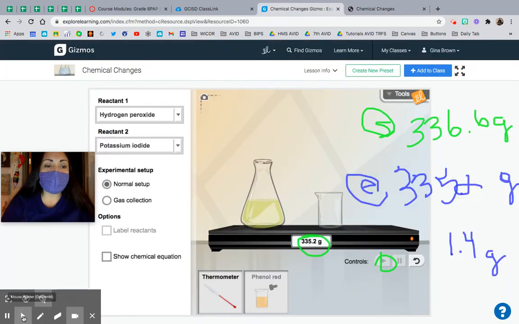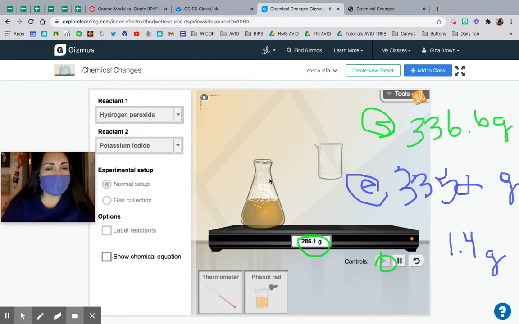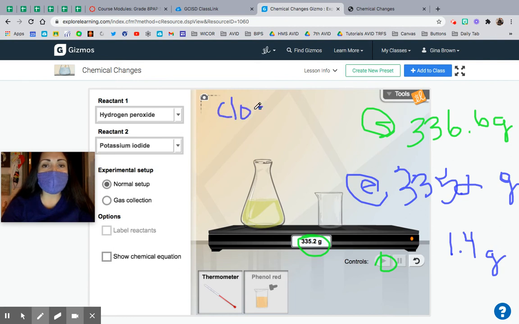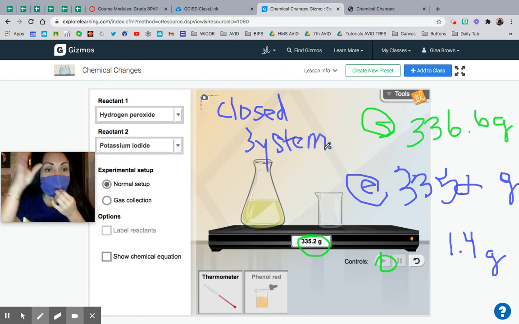So notice how when I hit play, what's happening? See some bubbling and fizzing. So think about, what do you think is happening to that gas when it's coming out? Where is it going? Which is why it's so important as scientists to have a closed system. Closed system. Y'all, this is hilarious watching me try to write with this. S-Y-S-T-E-M. So a closed system is super important, because if you cover that little Erlenmeyer flask, then when the gas goes out, it will trap it and it will keep that mass the same.